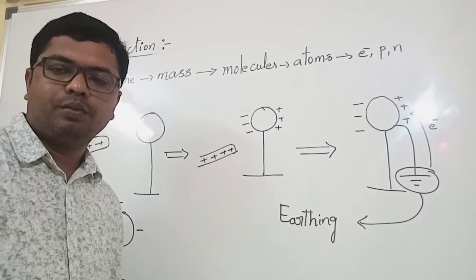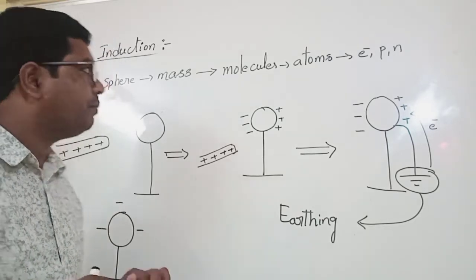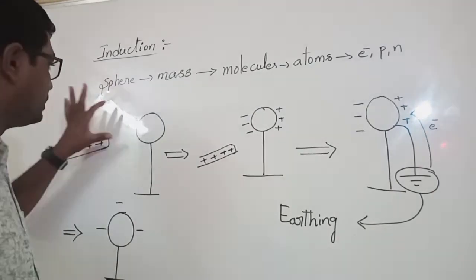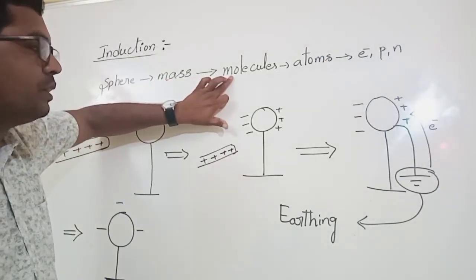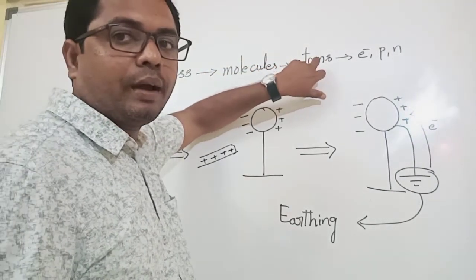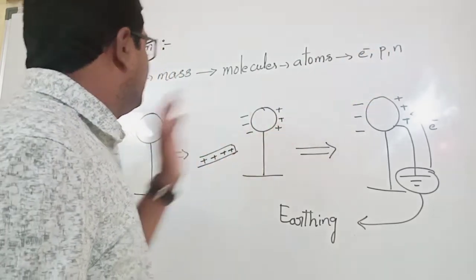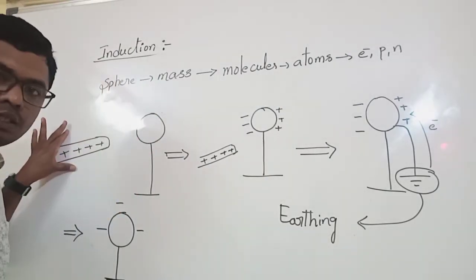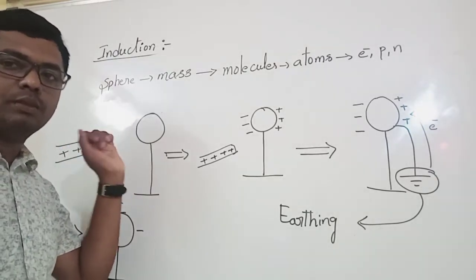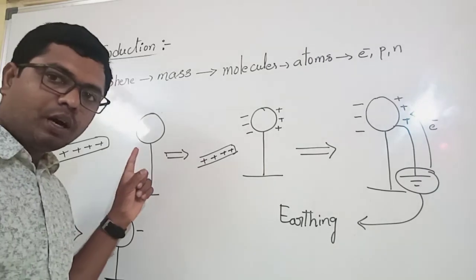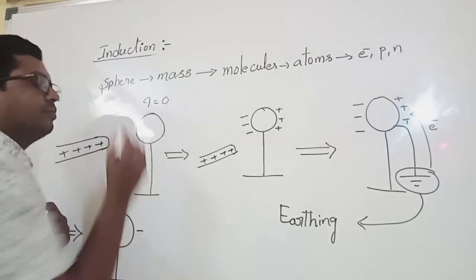Now we are going to talk about how the process takes place in induction. This is a sphere. A sphere is associated with mass. Mass is made up of molecules, molecules are made up of atoms, and atoms are made up of electrons, protons and neutrons. A charged rod is brought closer to the uncharged sphere, which means the charge upon this sphere is equal to 0.